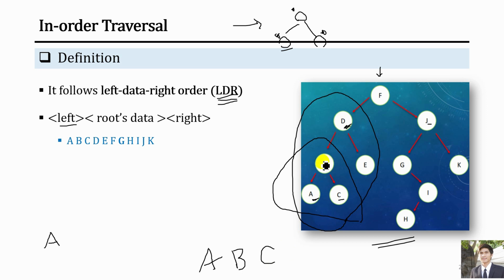Now we go up. This left subtree is already done, right? So we go up, left, and then root data right. The root of B is D, right? And then we get D. And then right, the right is E, this is the number that we get. And next we go up, this subtree is already done, accessing the data.